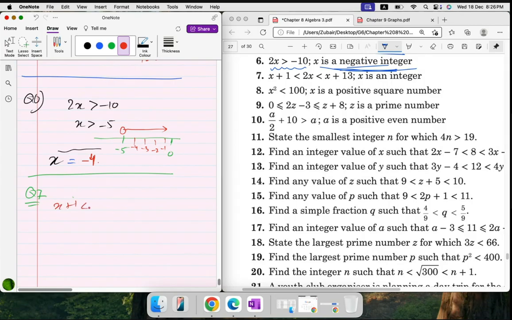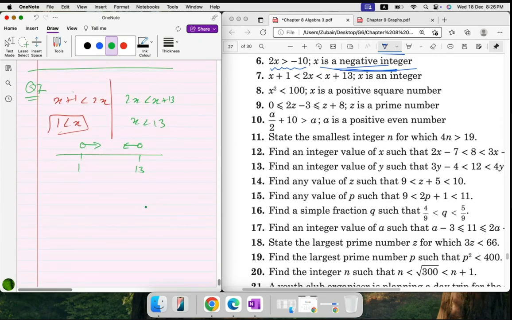1 is less than x. On the other side, we have 2x less than x plus something. This is 1, this is 30. More than 1, less than 30. So any integer between these: 2, 3, 4, that's 5, right. Very good. 2, 3, or 4, anything up.